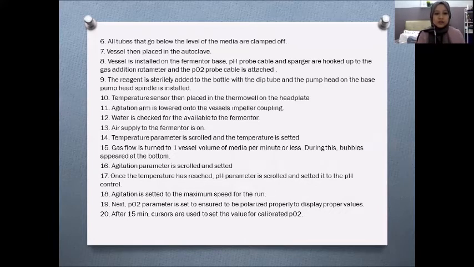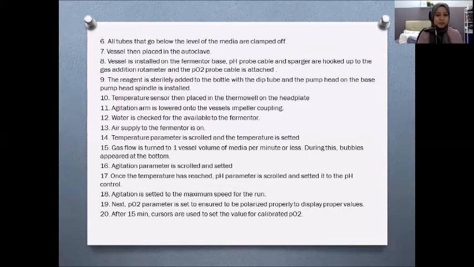Then the vessel is installed in the fermenter base. The pH probe cables and buzzer are all hooked up to the gas addition rotameter, and the PO2 probe cable is then attached. The reagent is sterilely added to the bottle with a dip tube, and on the base of the pump head, the pump head spindle is installed.